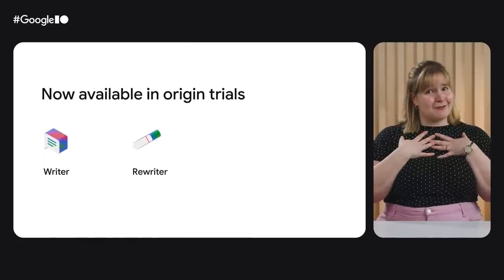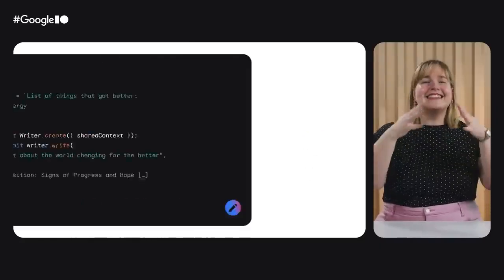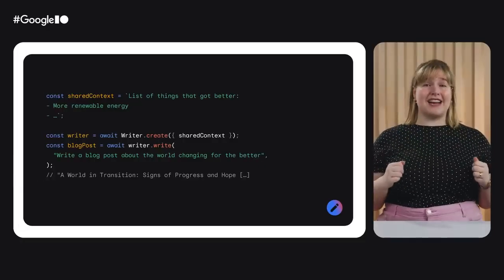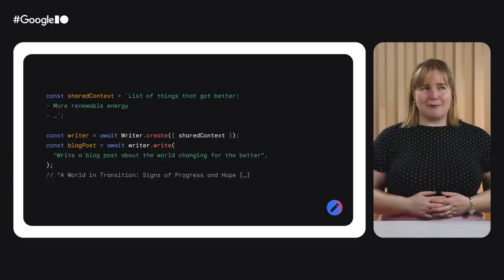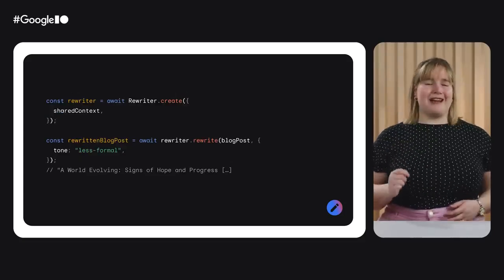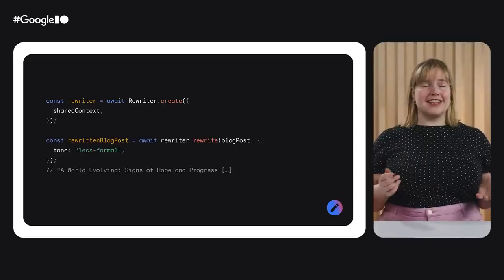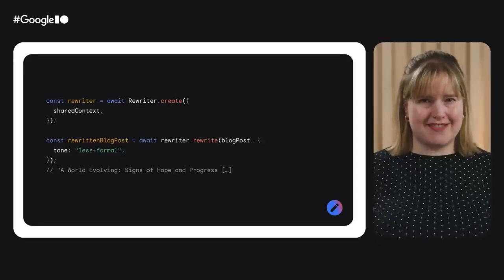My favorite ones are the Writer and Rewriter APIs, and they're now in Origin trials. These APIs are really useful when writing things like blog posts. You can use the Writer API for a little inspiration when you're starting your first draft. Then, use the Rewriter API to try out different versions and adjust for things like tone. You can also use these APIs to speed things up.